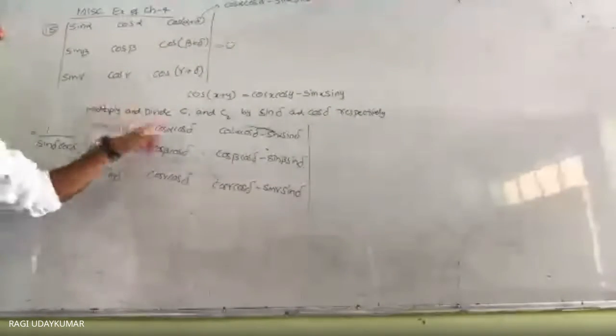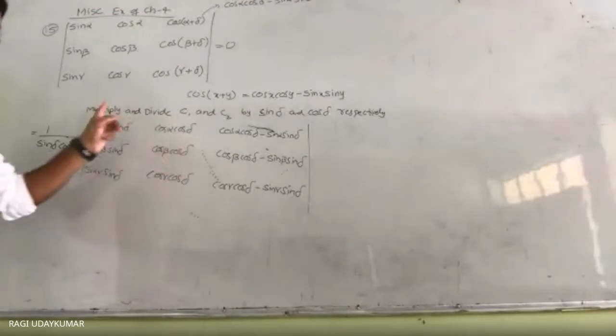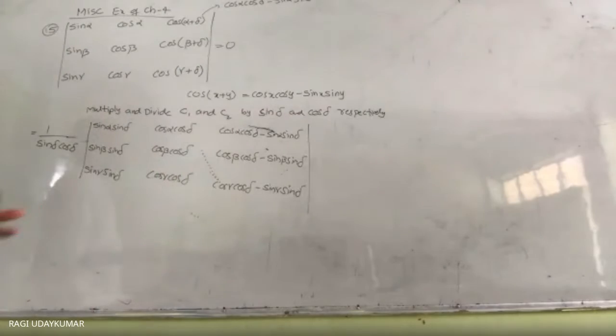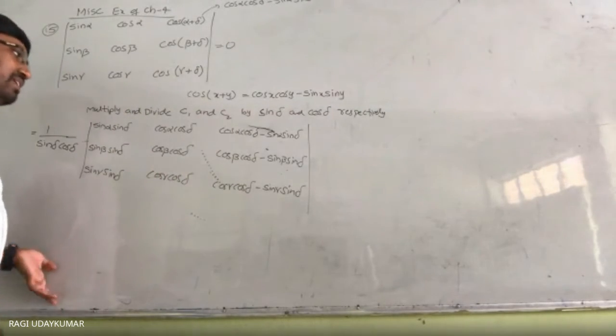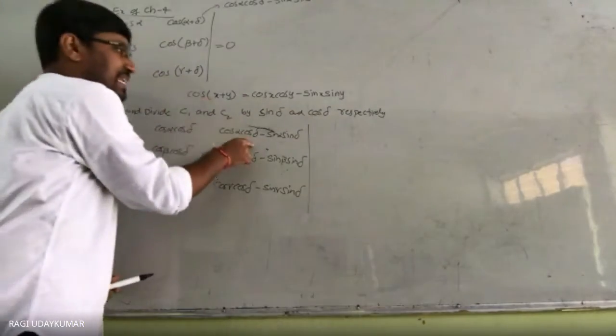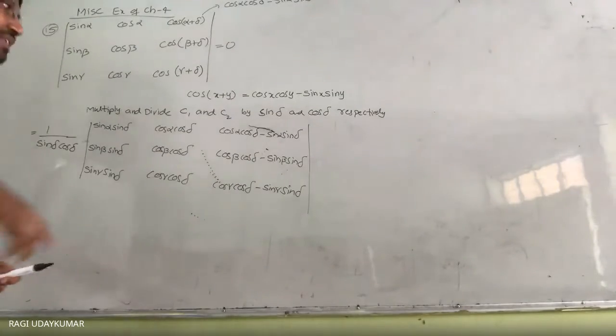C1 tends to C1 minus C2, do that. Then C3 and C1 will become identical. Therefore, the determinant value is equal to zero. Otherwise, you can do C1 tends to C1 plus C3, add these two.